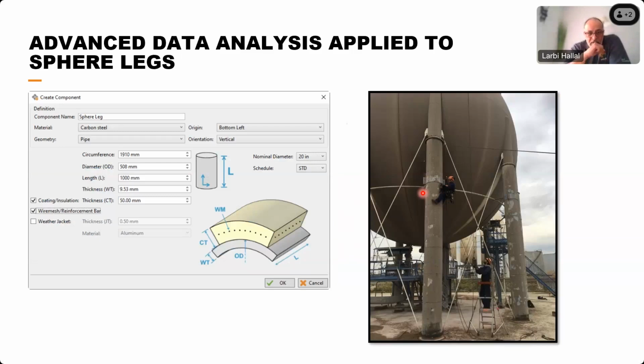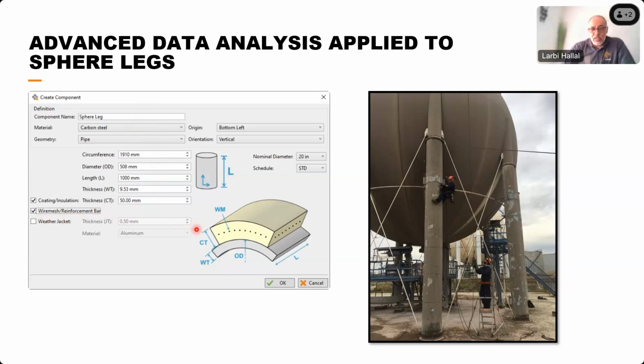You can see here a picture of a rope access job performed on sphere legs using a PEC array 6-channel probe, the array probe which has the biggest coverage in our catalog, with almost 450 millimeter of coverage in one single pass. And on the left side, just an illustration of a component. So a sphere leg made of carbon steel. It's a pipe. It's 9.5 millimeter thick. It has 50 millimeter of concrete insulation, and it also has some reinforcement bar inside the concrete.